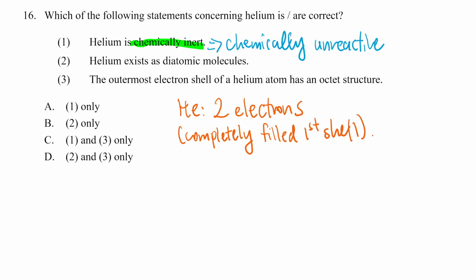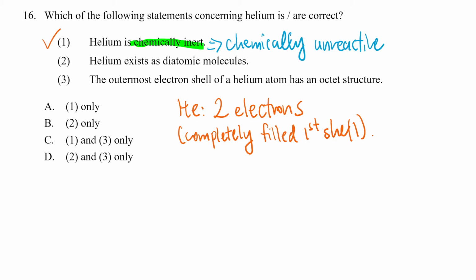Usually those that tend to gain or lose electrons tend to be more reactive, because they want to lose or gain an electron. But helium is perfectly stable. It has a completely filled first shell, so it does not want to do anything. Now let's see option 2.